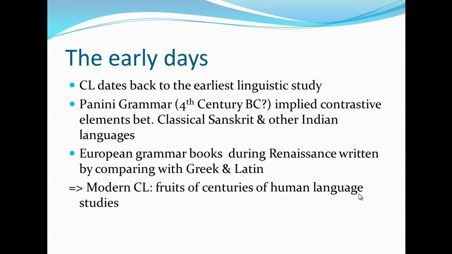Around the 4th century BC, so 2,500 years ago, there was already a grammar book on Canonical grammar. Canonical grammar is the earliest contrastive linguistic work that compares and contrasts classical Sanskrit and some other Indian languages.